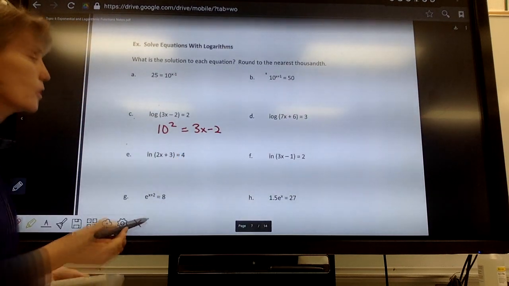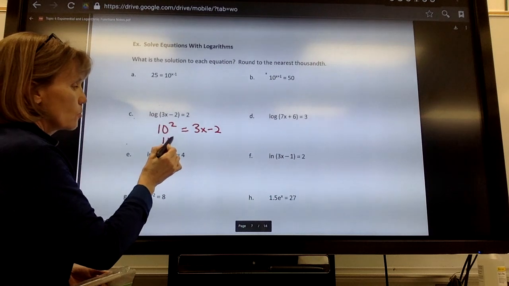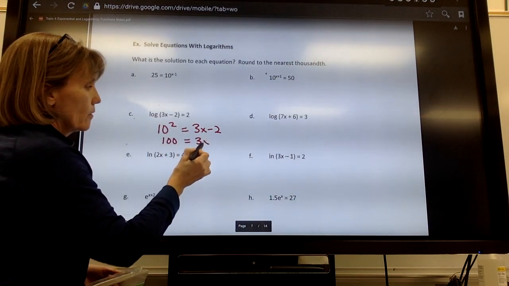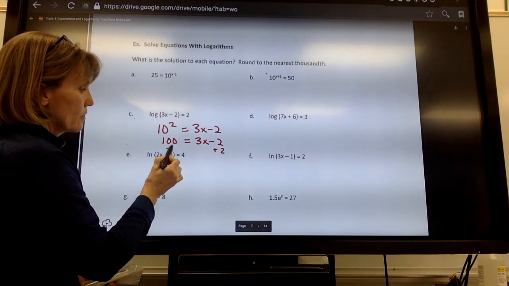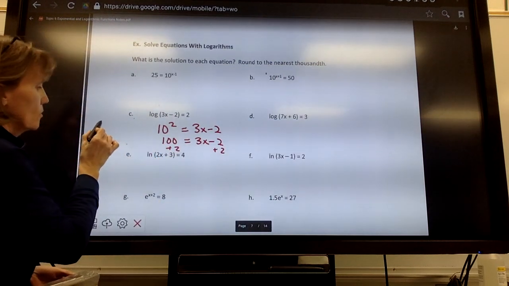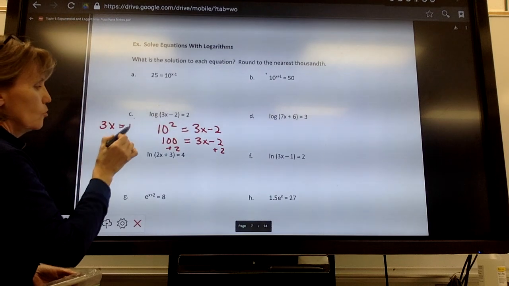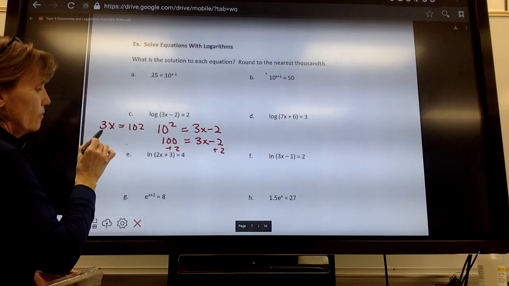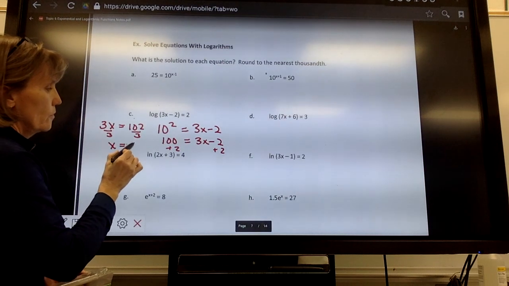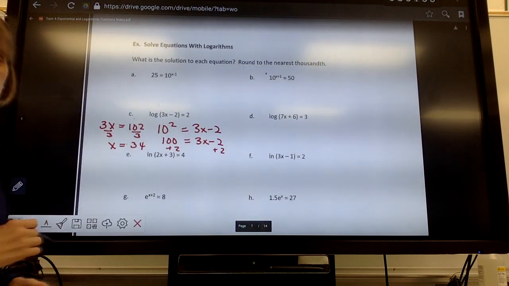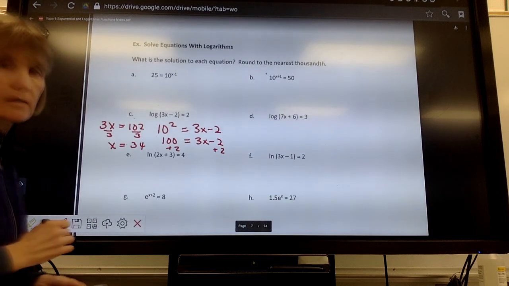Okay, that's an equation we can solve. 10 to the second power is 100. And then from there we would add 2 to both sides. So 3x is equal to 102. And if I divide by 3, x is equal to 34. Okay, that one comes out even. I don't have to round that. x is equal to 34.